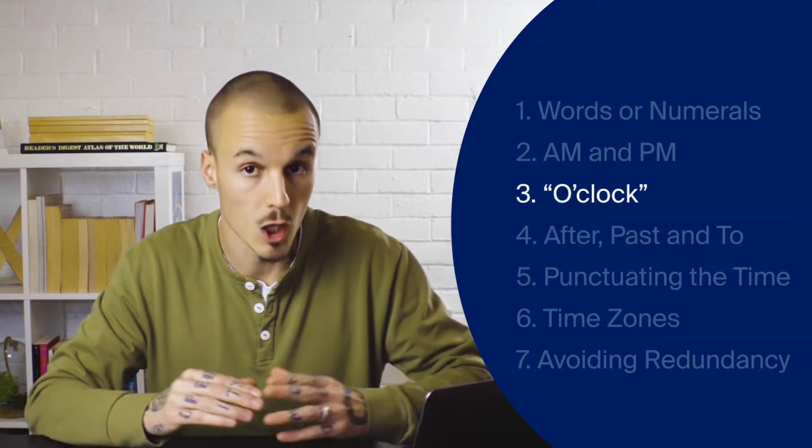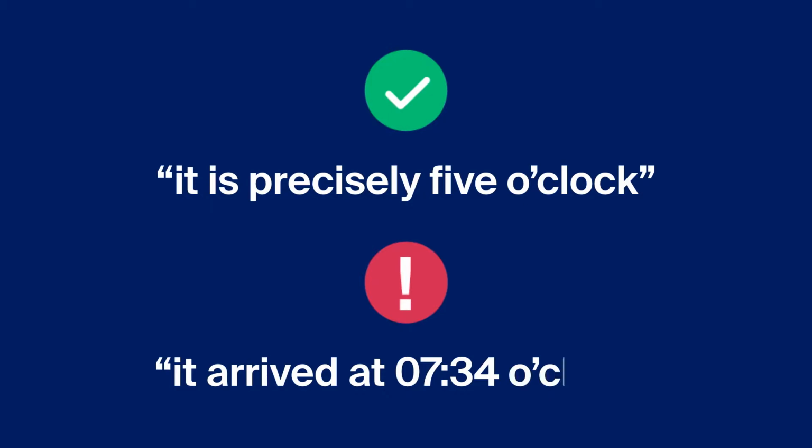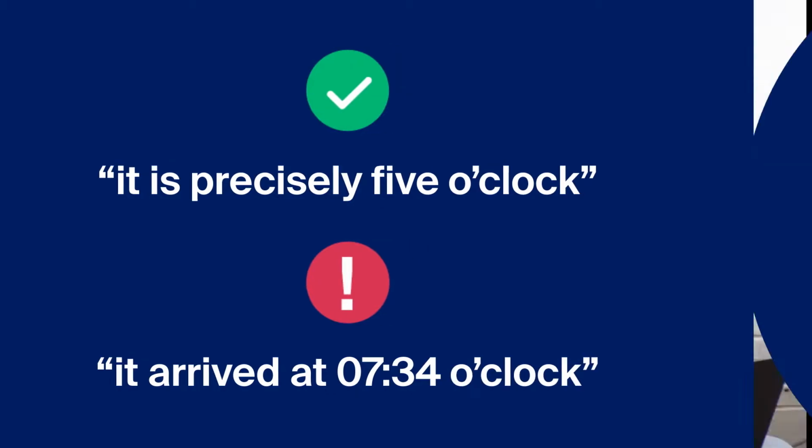O'clock means of the clock, so we can use it to show that a number is referring to the time. Be careful to only use o'clock with exact hours. Let's look at an example. It's perfectly correct to say it is precisely 5 o'clock. It isn't correct, however, to say it arrived at 7:34 o'clock.